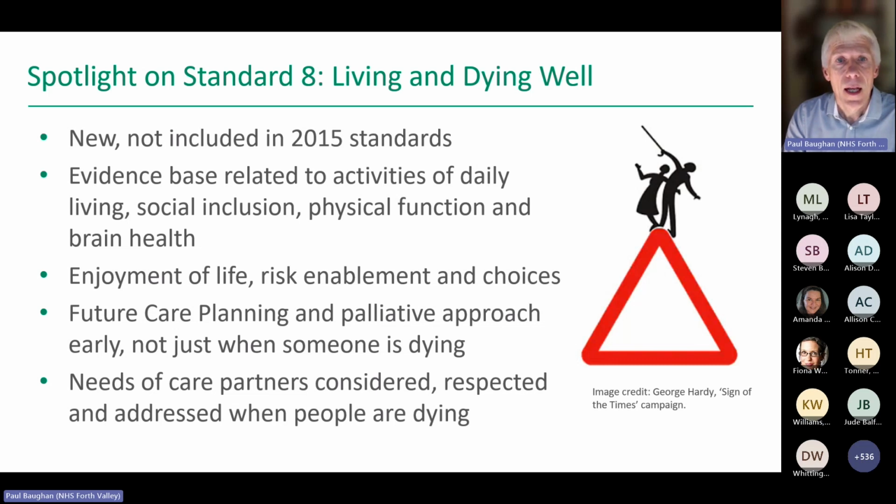This standard emphasises that people are involved in decisions about activities that may cause harm to them, such as standing on a red triangle, but they're enabled to make choices in line with their values and their enjoyment. And so we recommend discussing future care planning and considering a palliative approach to care much earlier, not just when someone is dying. Older people with frailty will often have thoughts and questions about their future, and professionals should be receptive to these and feel confident in discussing spiritual or cultural aspects of care, as well as death and dying.